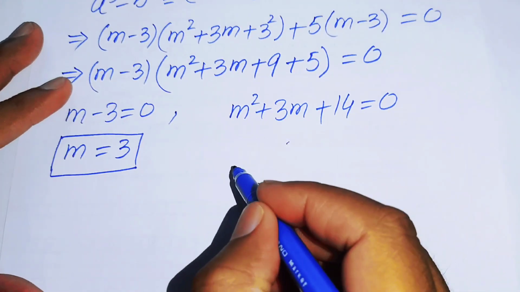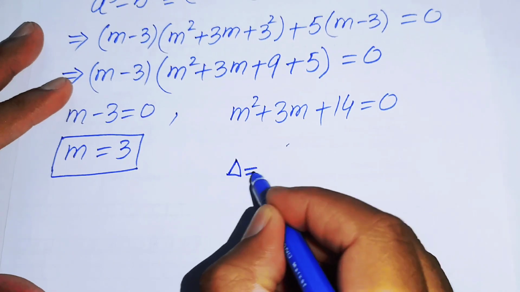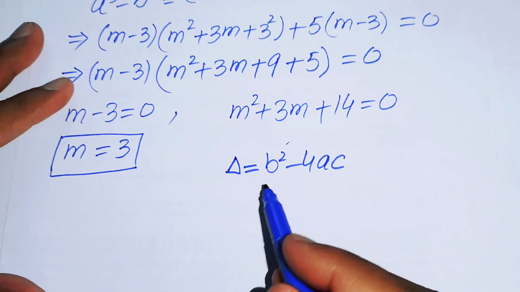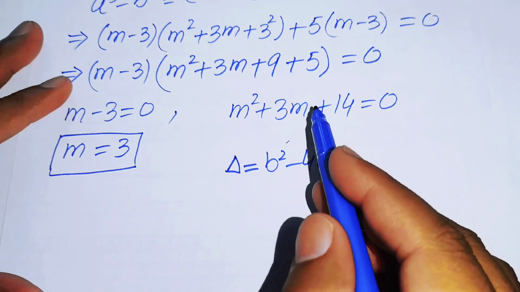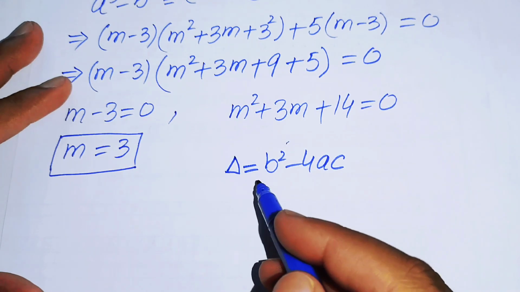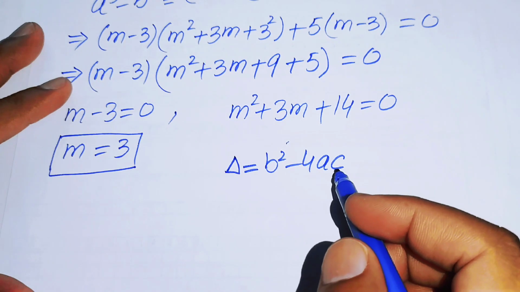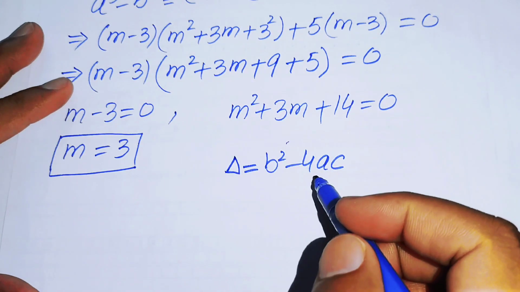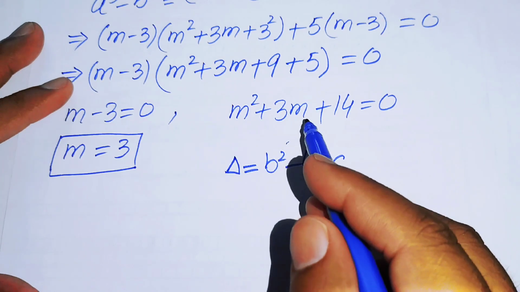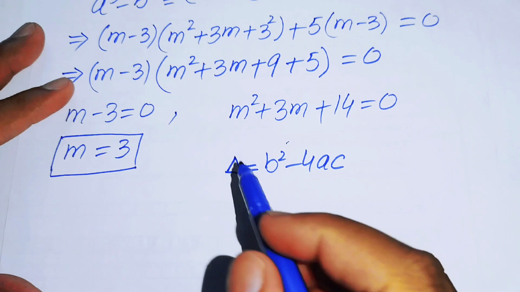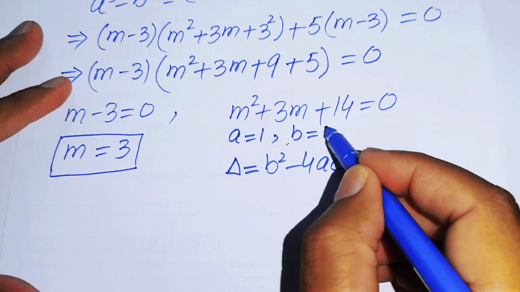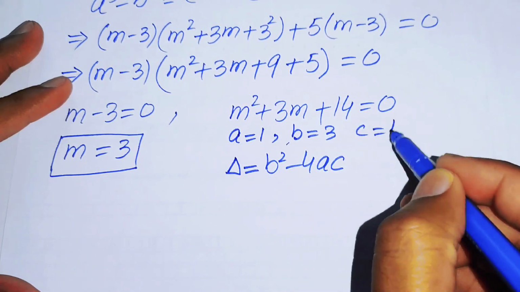Okay, so here you have the formula delta, which is equal to b square minus 4 times of ac. This delta will tell us whether this equation has real or complex roots. If the value of the delta is less than 0 or negative, then we can say that this quadratic equation has complex roots, and if this delta is greater than or equal to 0, then we can say that this quadratic equation has real roots. Okay, so here you have the value of a is 1, value of b is 3, and the value of c is 14.